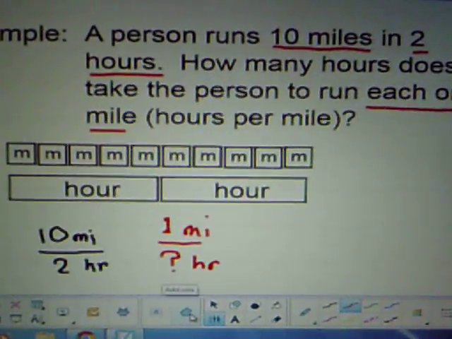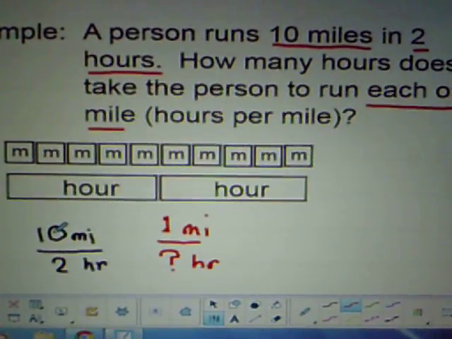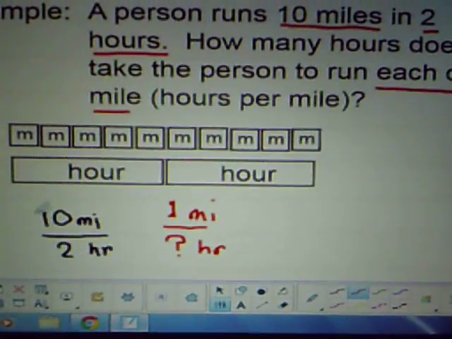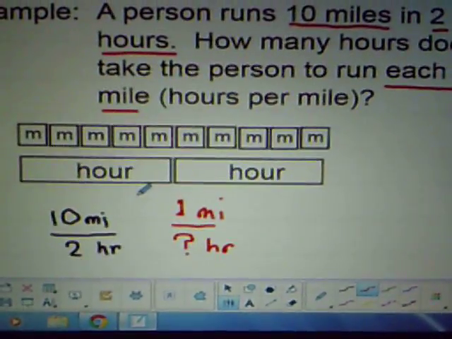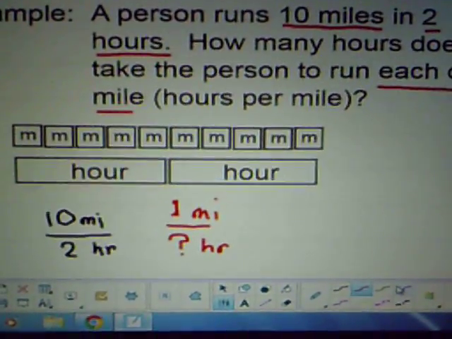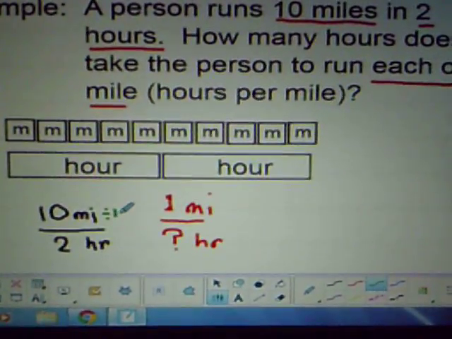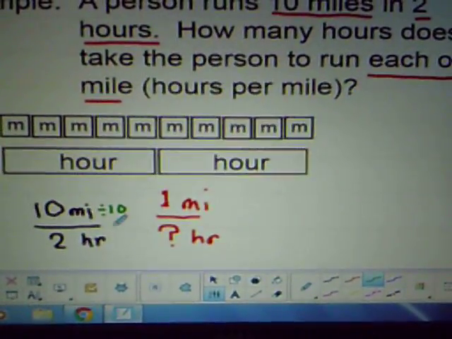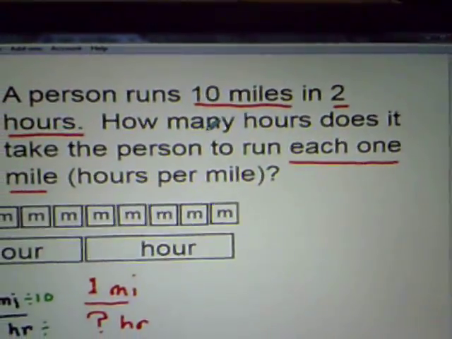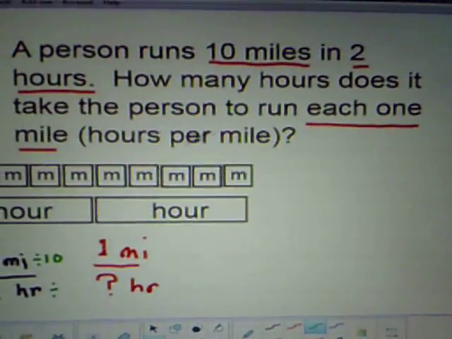This time, since we are looking for how many hours in just 1 mile, we're going to use this number to divide now, because it's the miles we're looking to become that one, that unit as we call it. So in this example, we would be dividing by the miles, by 10. Because the question is asking how many hours, we don't know how many hours, does it take to run each 1 mile.